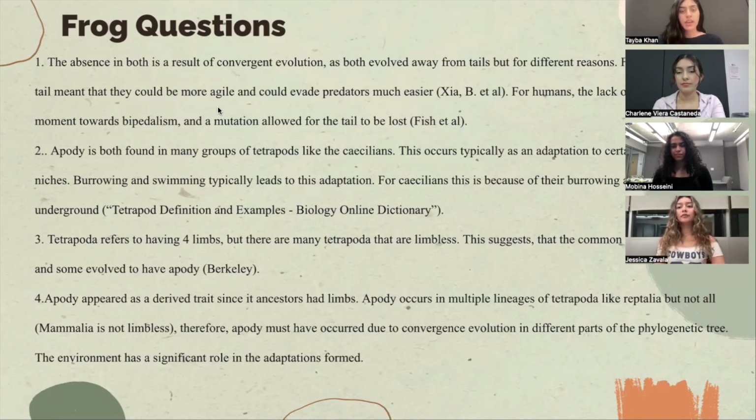Apody in tetrapods is found in groups like caecilians, adapting to ecological niches. Burrowing and swimming often drives limb loss. Tetrapodia and limb loss. Tetrapods tend to have 4 limbs, but some evolve to be limbless. Limb loss suggests a common ancestor must have had limbs, with some evolving apody. Apody is a derived trait. Ancestors had limbs, but apody developed independently from different lineages. Apody is found in reptiles but not mammals, indicating there's some convergent evolution. Environmental factors also play a key role in adaptation.